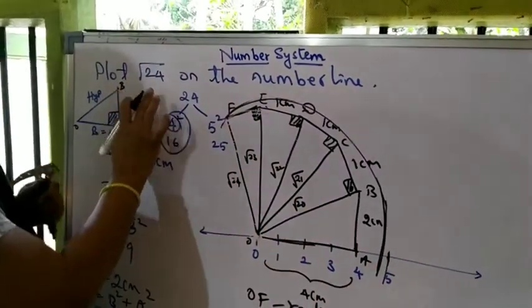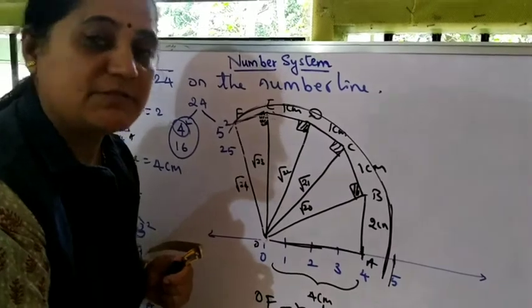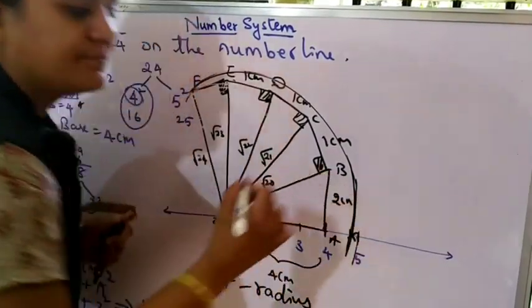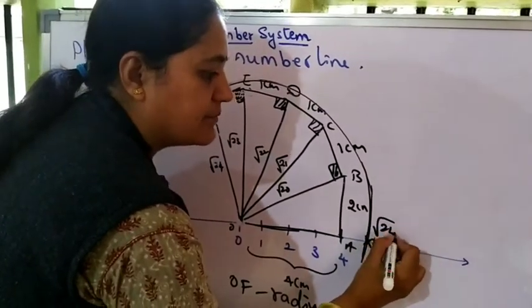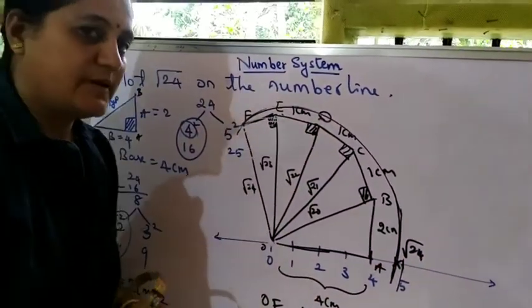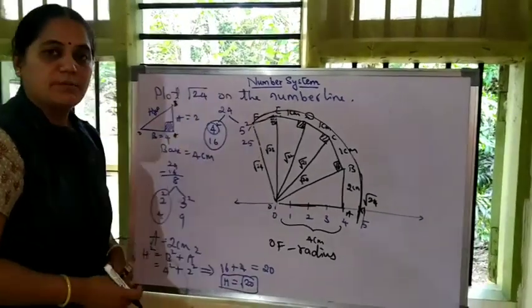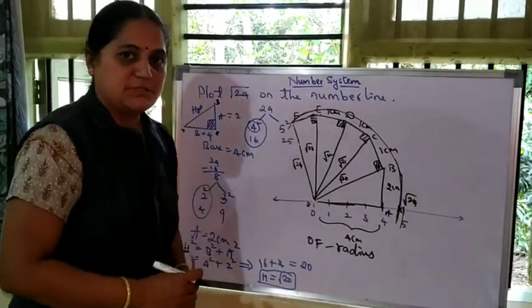Because root 24 is very near to 25, which is a perfect square, it will come nearly to 5. Here is root 24, very near to 5. I hope you have understood. If you have any confusion, by all means you can send me a message. Thank you. Dhanyavad.